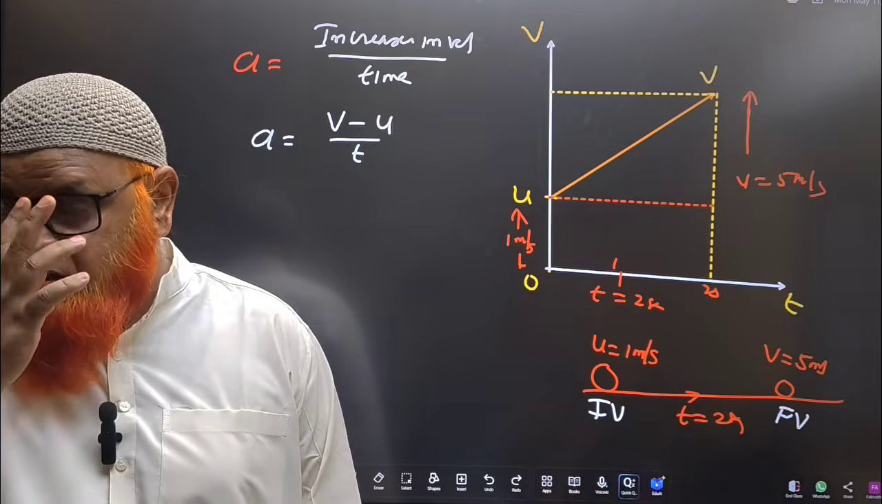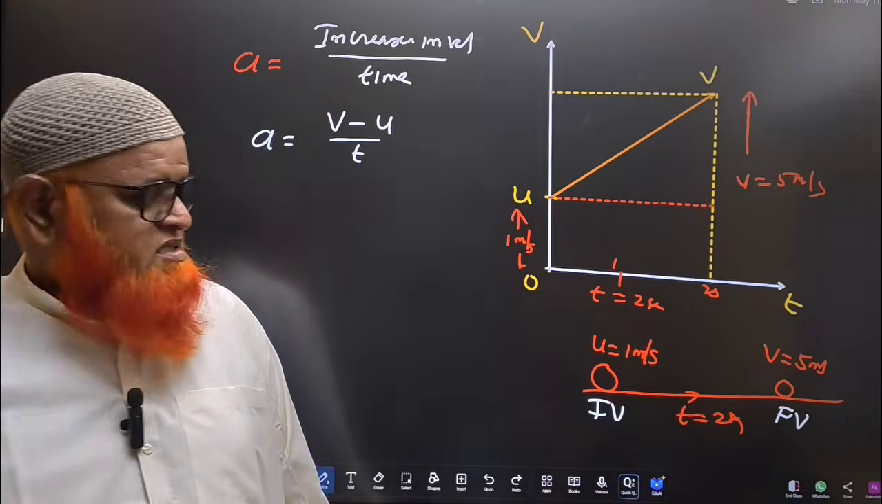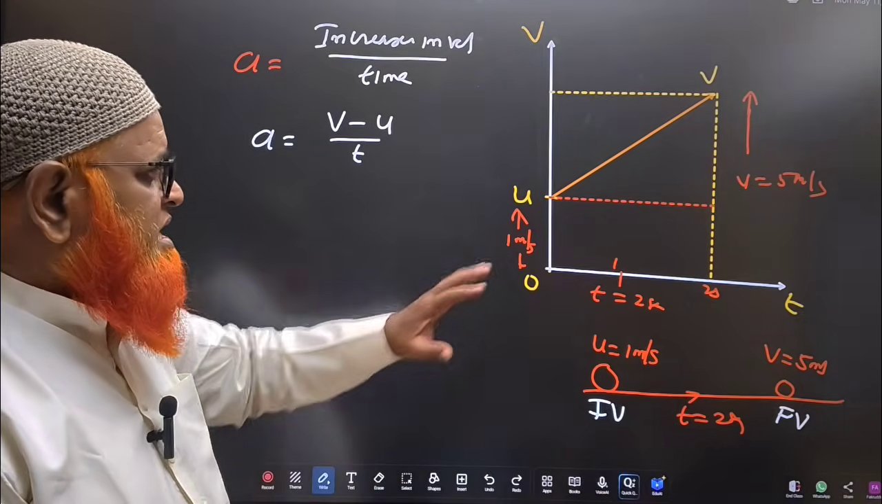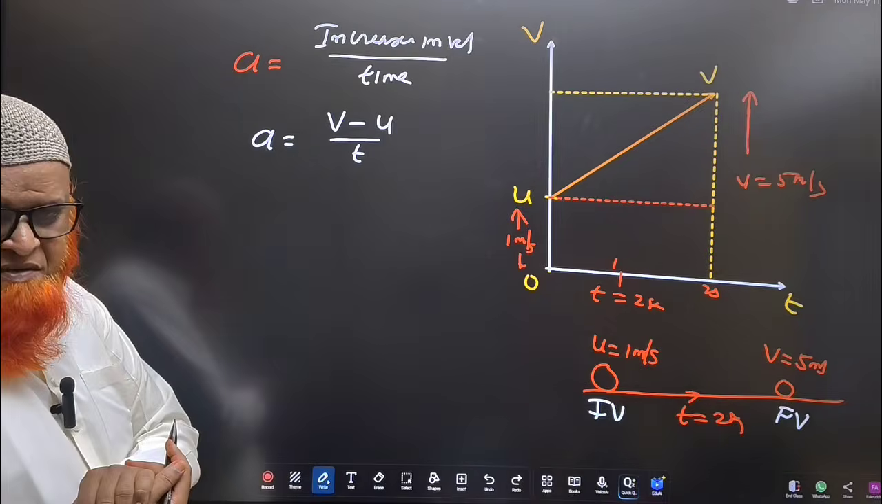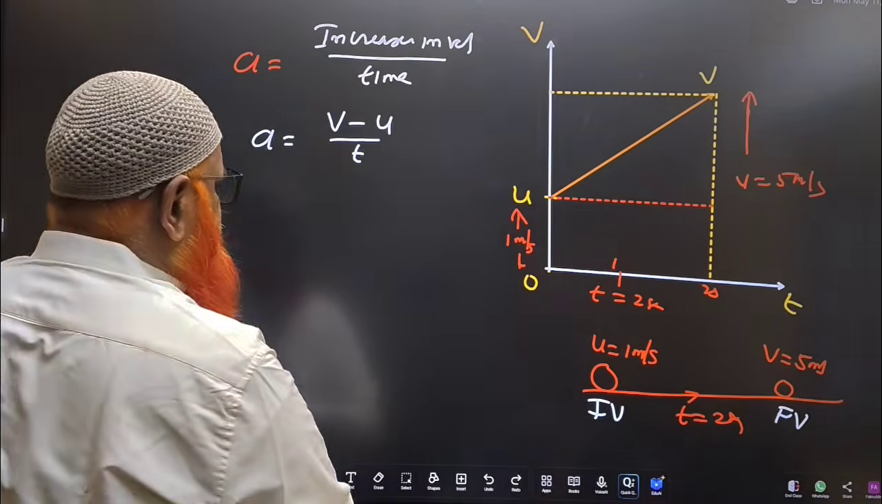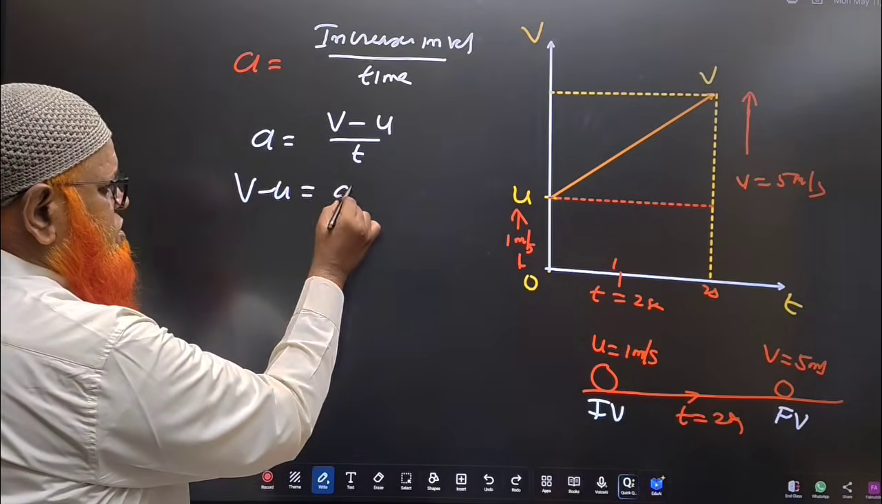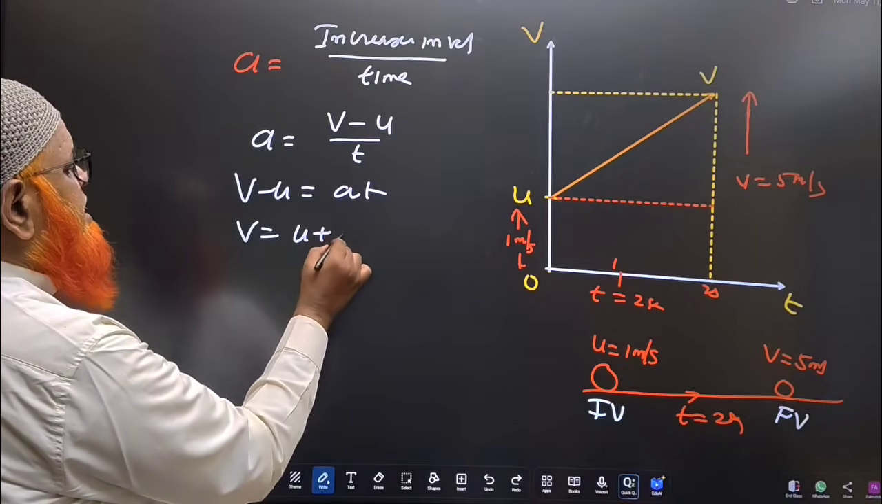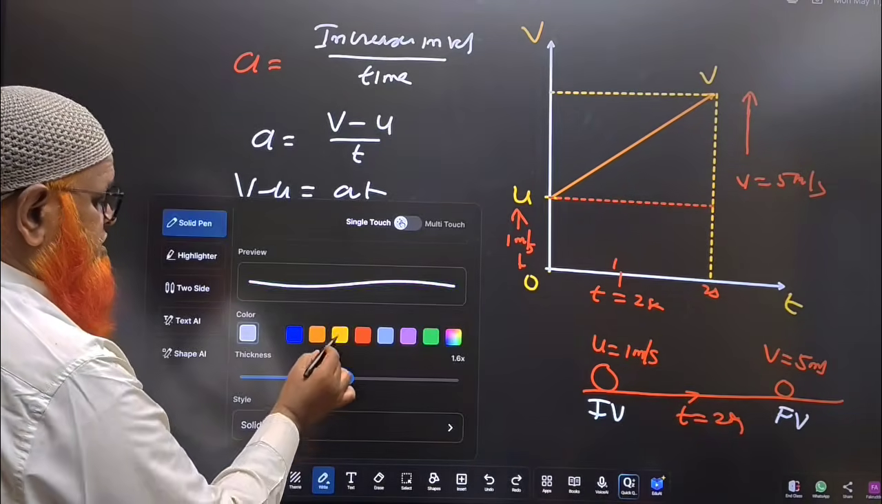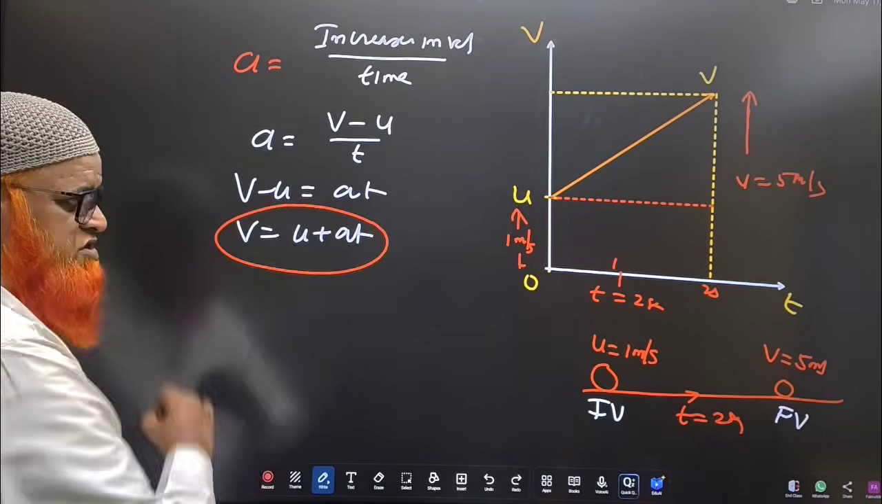But heavier bodies having more inertia of motion. Okay, that's the next topic here. So what I'm going to say is, now you got an acceleration, means final velocity minus initial velocity by time. So we write v minus u is equal to at, v is equal to u plus at. This is called the first equation of motion. Okay, this is going to be the first equation of motion.